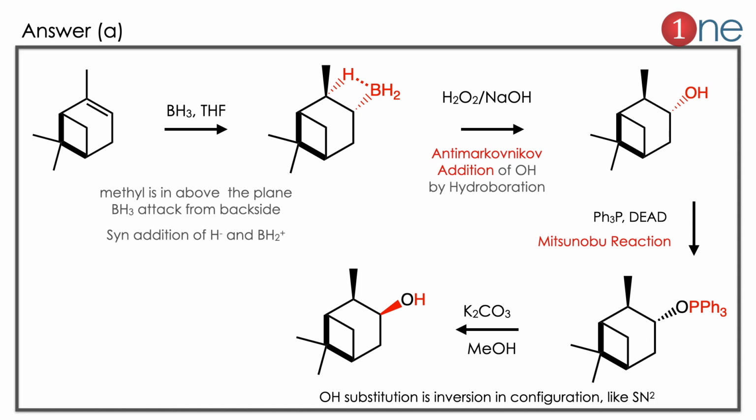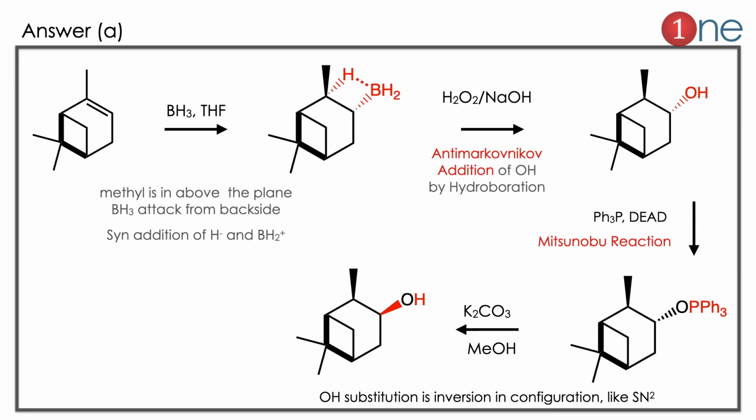The answer is A. Let us see how. The starting material is an alkene. We are using borane and THF. The addition of borane is syn addition. So the methyl is above the plane, and boron is formed below the plane. Both the boron and hydrogen are below the plane because steric hindrance forces the BH2 to attack from the backside. So syn addition is there. After the addition of H2O2 and NaOH, BH2 becomes OH. Overall, it is anti-Markovnikov addition of OH by hydroboration. It's a simple hydroboration reaction, but here stereochemistry is important. Since the methyl group is above, the attack is from below. So OH is below the plane.